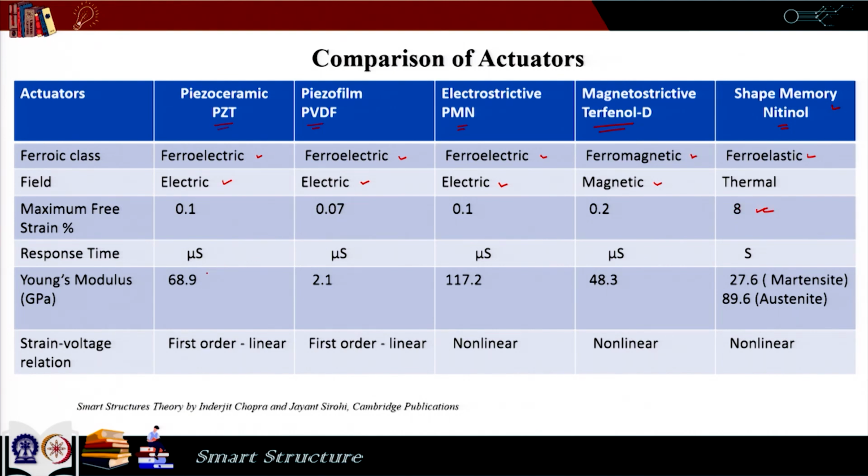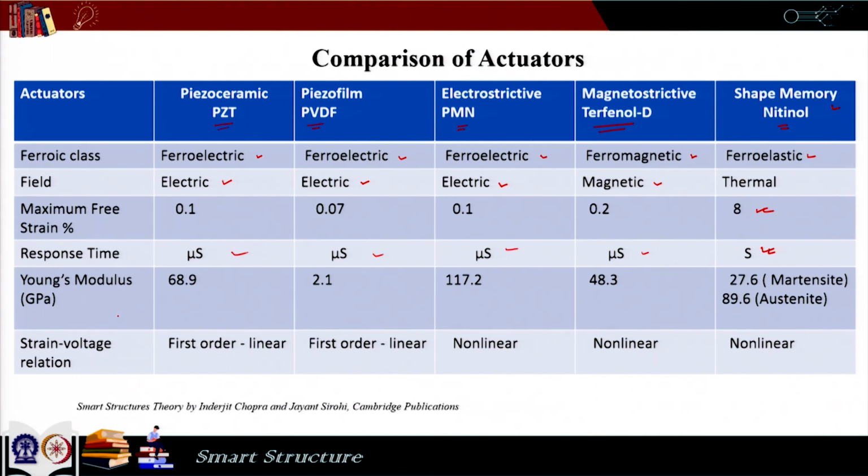Now, if we look into the response time, the first 4 materials have much lower response times, they are all in microseconds, whereas in shape memory alloy the response time is in seconds. So, in the first 4 materials we get less strain, but the response is much faster. In shape memory alloy we get much more strain, but the response is slow.